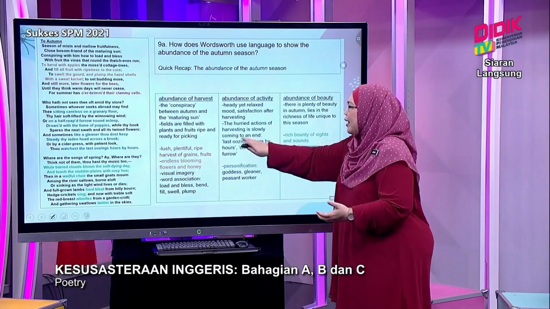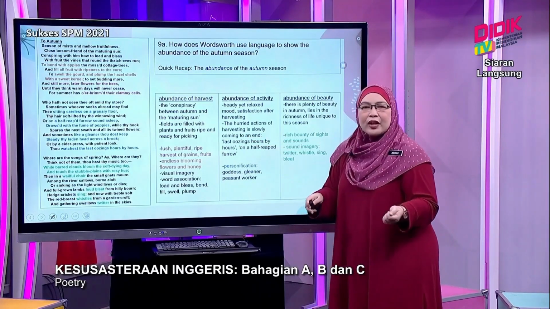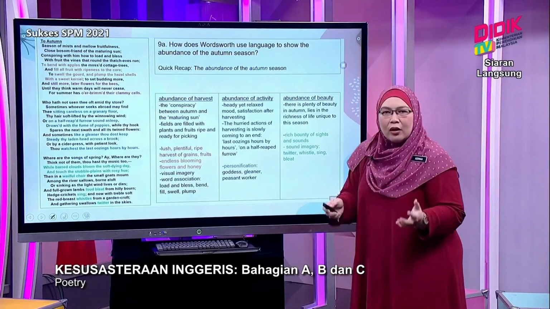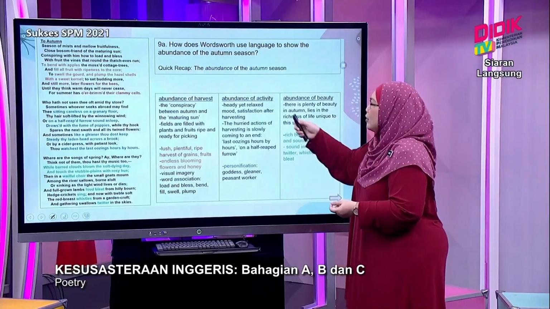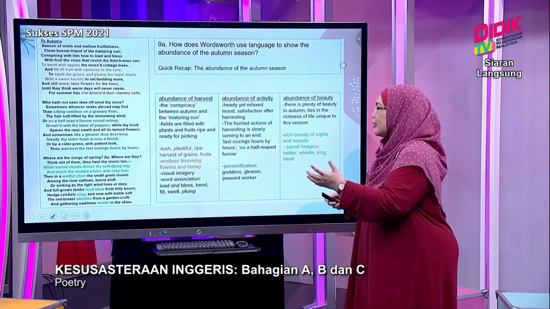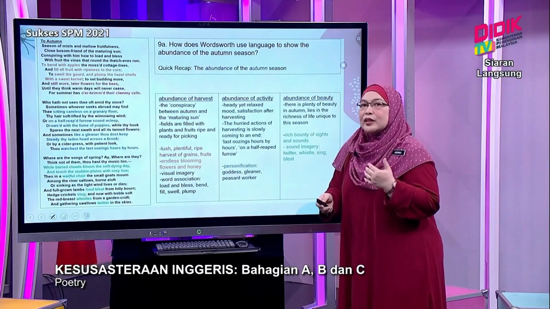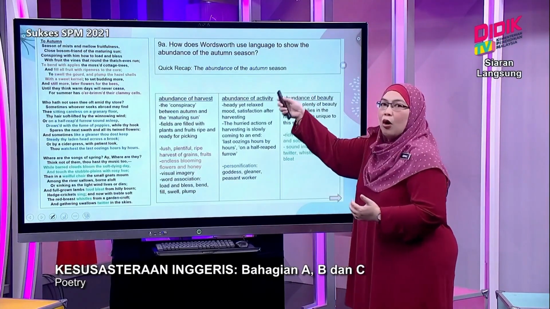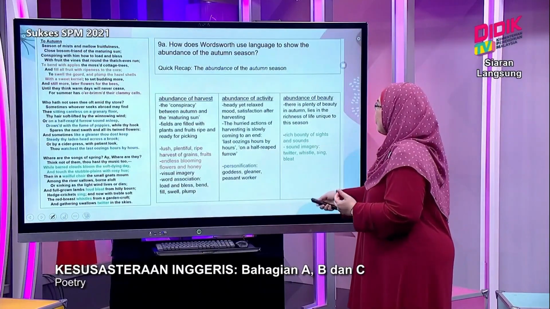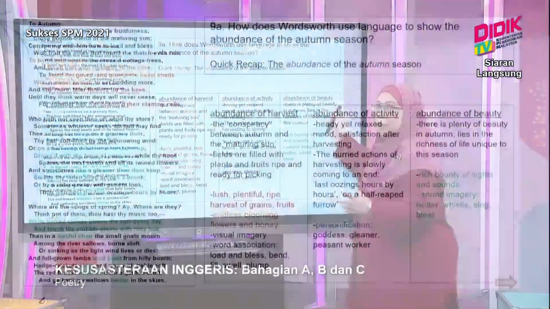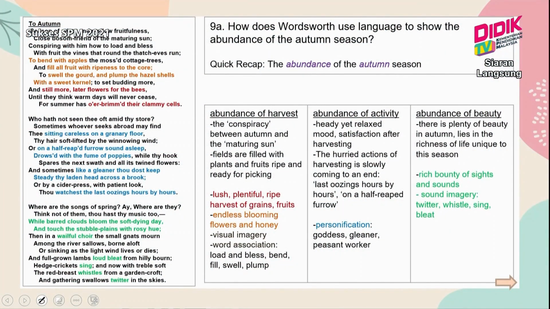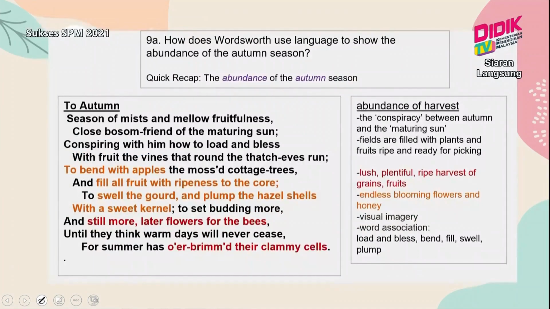The season is lush, plentiful. There's ripe harvest of grains, of plants, of fruits. Where does it all come from? The conspiracy or the friendship, working relationship between the autumn season and the sun. So you're actually discussing Mother Nature at her best. You're discussing how nature has managed to create all these magical treats during autumn. So if you break it into three, abundance of harvest, activity, and beauty, you could then already lay out your response, all right? When you lay out your response, you would work out the first stanza and then relate it to the abundance of harvest.